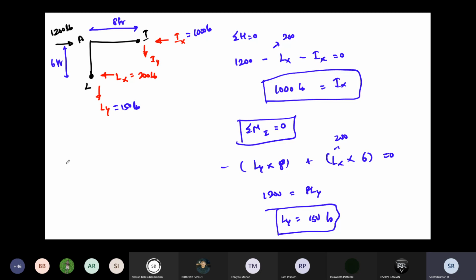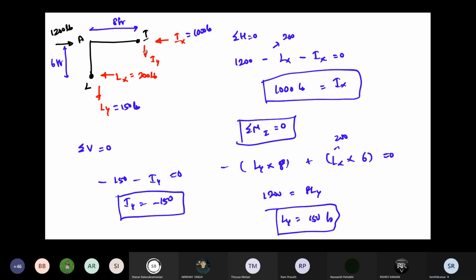So what about Iy then? Then Iy will be sigma V equal to 0. So sigma Y: Ly is minus 150, again minus Iy equal to 0. Right? So Iy will be equal to, again it is coming minus 150. So your direction is wrong. Then you have to change your direction. Direction I am going to change now. This is my change. New changes. So Iy will be equal to 150 LB. Right? So now over. In the 3 joints, we have found all the unknowns.